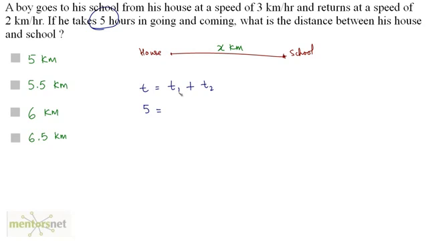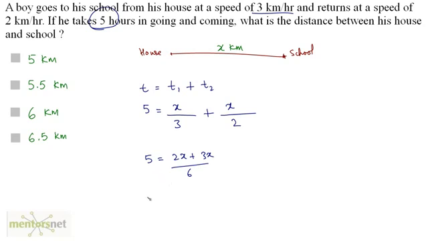Well, you know the formula for time, which is distance upon speed. The distance is x kilometers, so x upon the speed at which the boy goes to his school, 3 kilometers per hour, so x by 3, plus again we have the distance as x upon the speed at which the boy comes from the school, 2 kilometers per hour, so x by 2. So you have this equation, you can find out the value of x. So you have 5 is equal to (2x plus 3x) by 6.